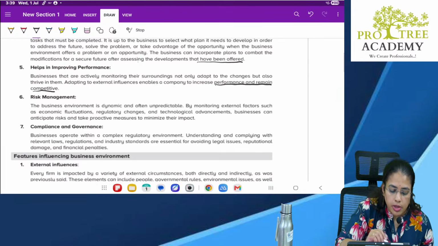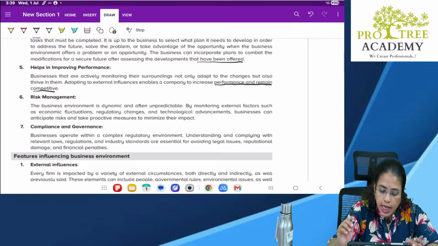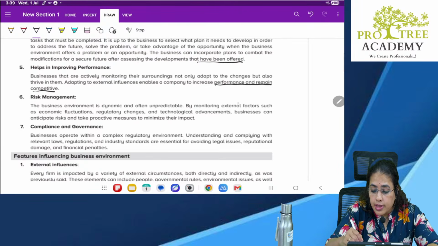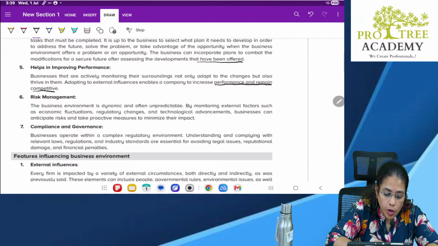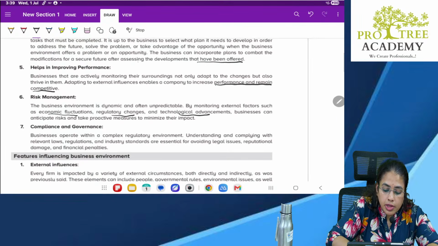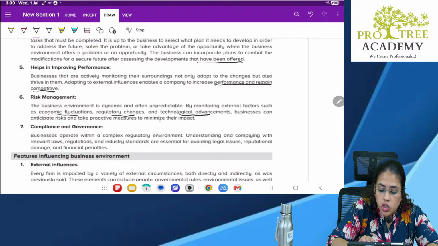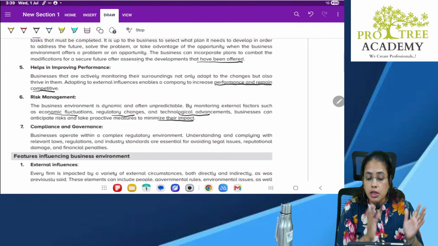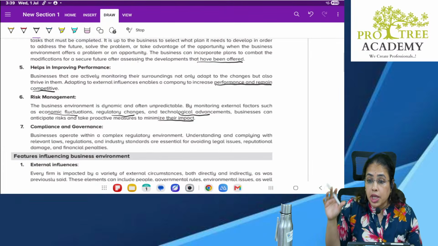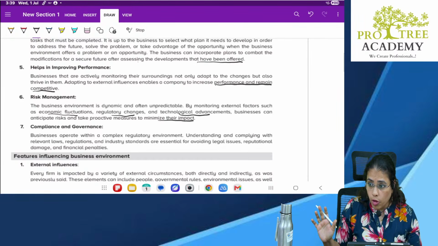Risk management. A business environment is dynamic and often unpredictable. By monitoring external factors such as economic fluctuations, regulatory changes, and technological advancements, businesses can anticipate risk and take proactive measures to minimize their impact. So what they are saying is, with external factors, if anything happens, risk management can be done if you know what is going on in the environment.